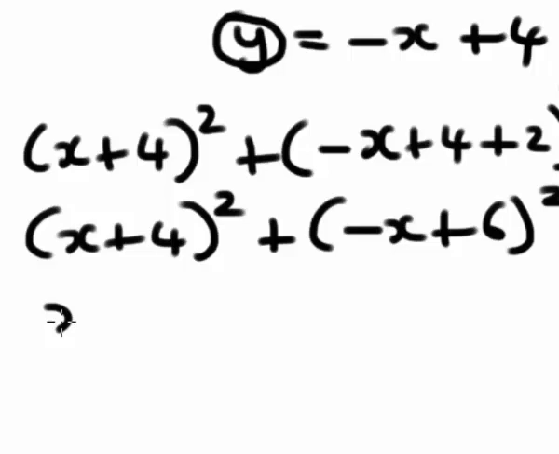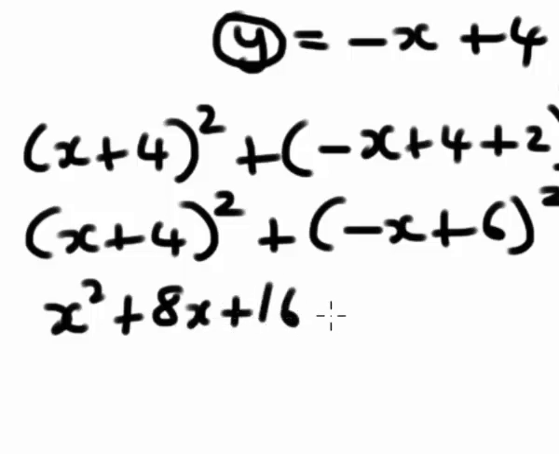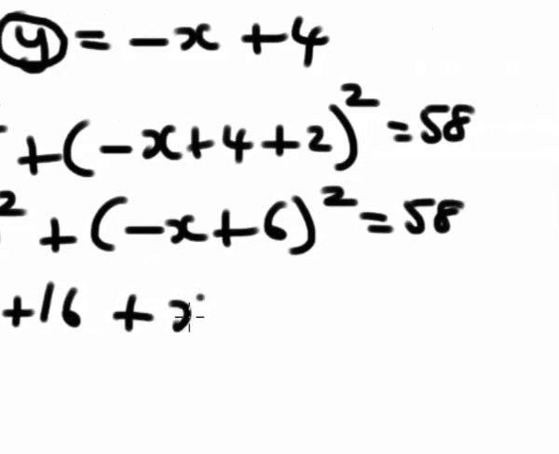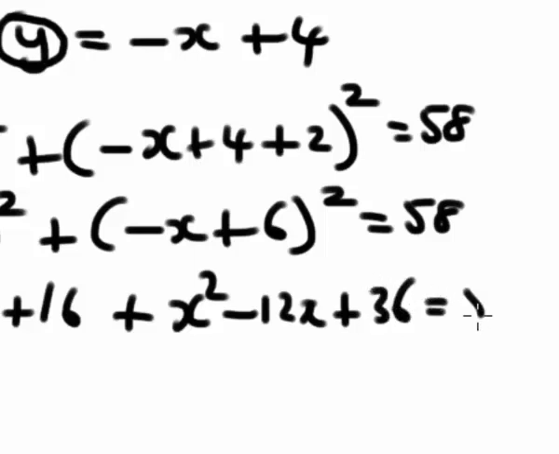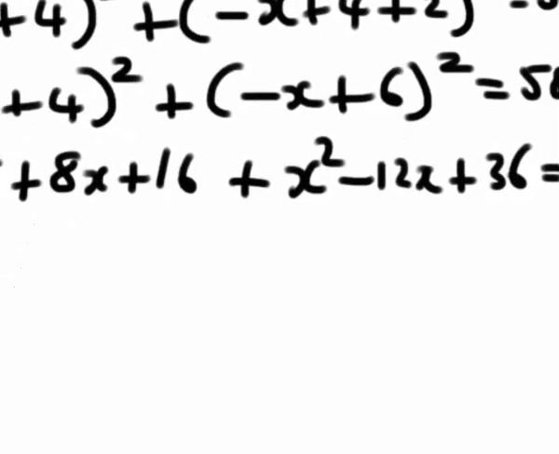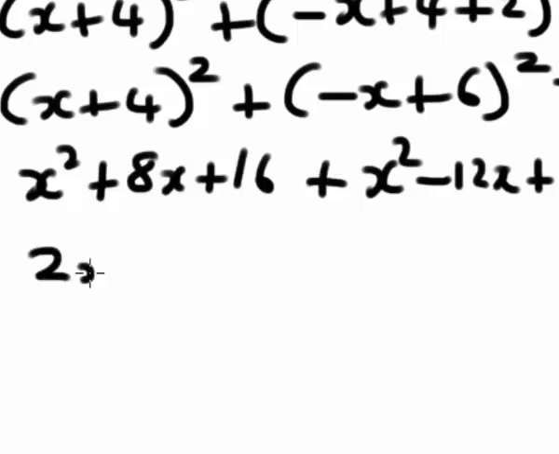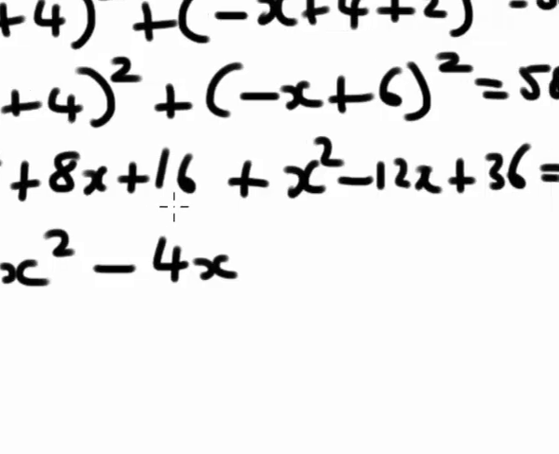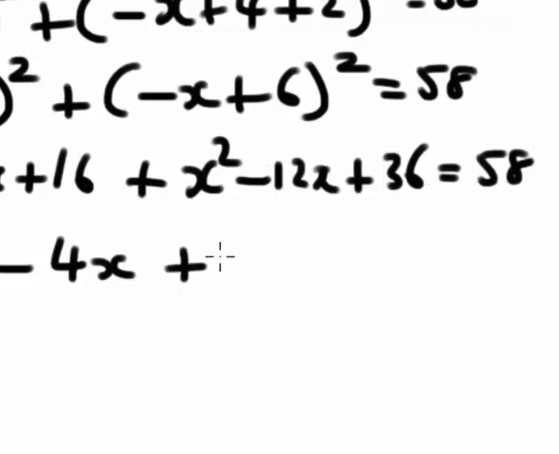Multiply out, so that's x². x times 4 is 4x, doubled is 8x, 4 squared is 16, plus (-x)² is x². If you square that, multiply these two, -6x doubled is -12x. Then we have the plus 36 equals 58. And let's solve for x. So x² + x² is 2x², 8x - 12x is -4x. Then 16 + 36 is 52, and that equals 58.